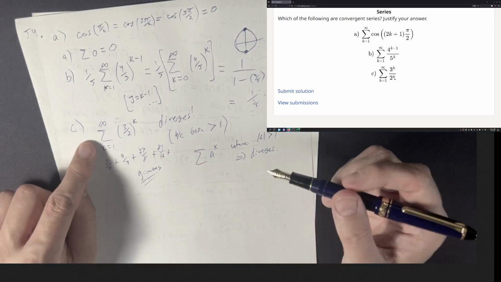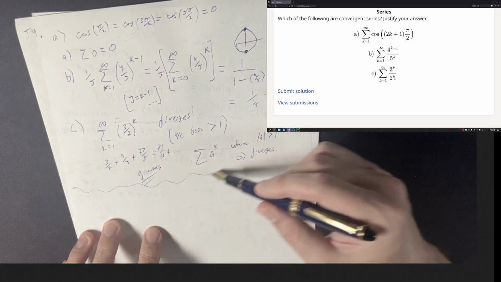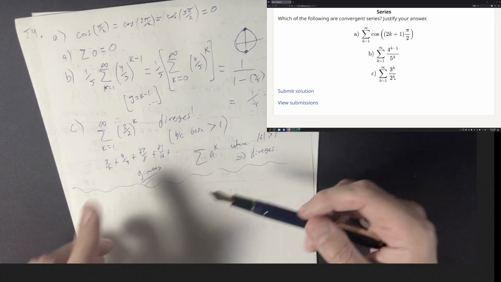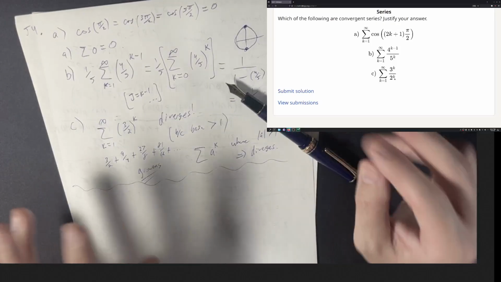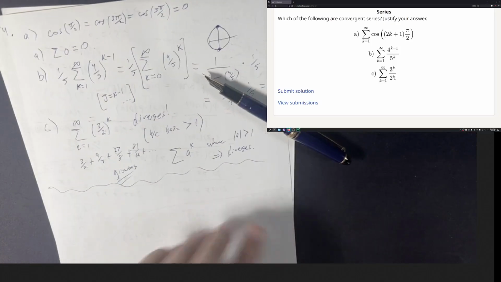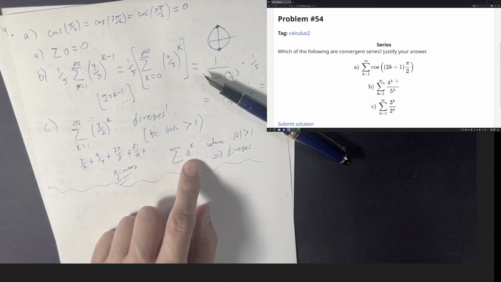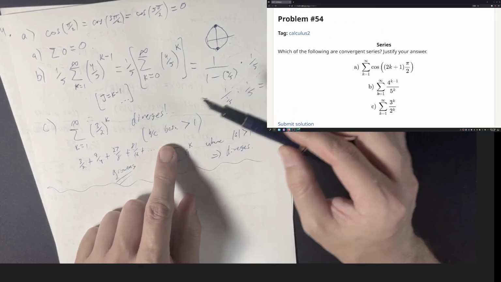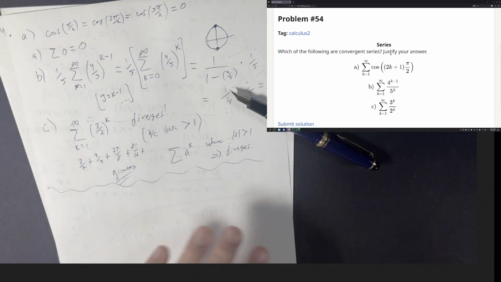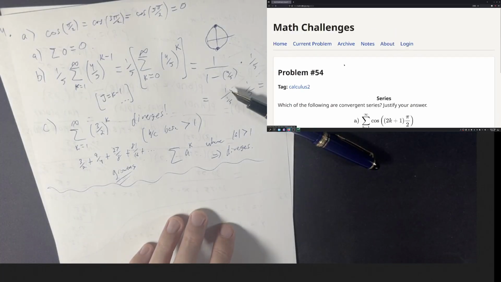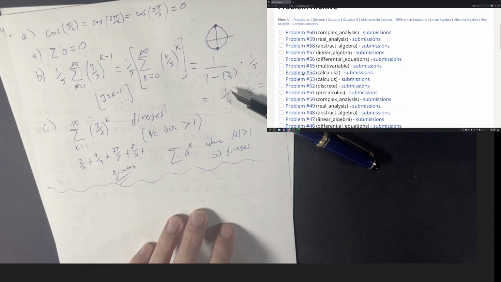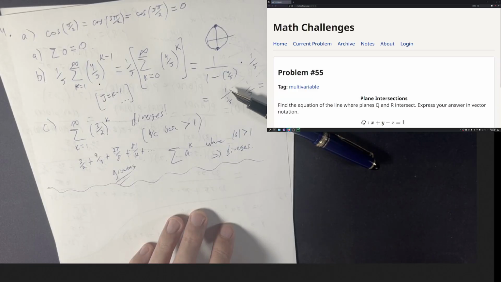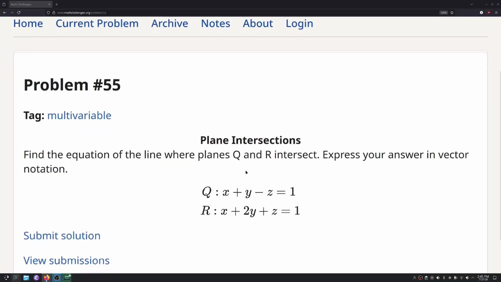If it was possible for this to be convergent, those terms would at least have to be shrinking, and they're not. So you can call this the divergence test sometimes, or you could also just say diverges by the geometric series, just facts that we know about the geometric series. All right, we shall move on. 55. Uh-oh, multivariable. Let's zoom in on it.